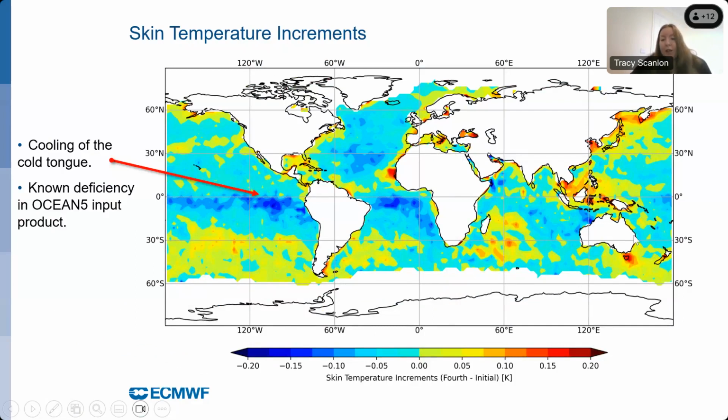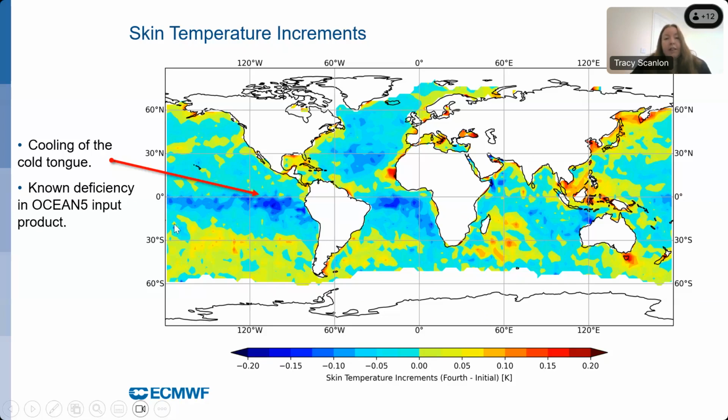So there is a lot of information going on in this plot, but there's one thing that I really want to talk about, and this is the cooling of the cold tongue and the effect on the western boundary currents that we see coming off of Africa and South America here.